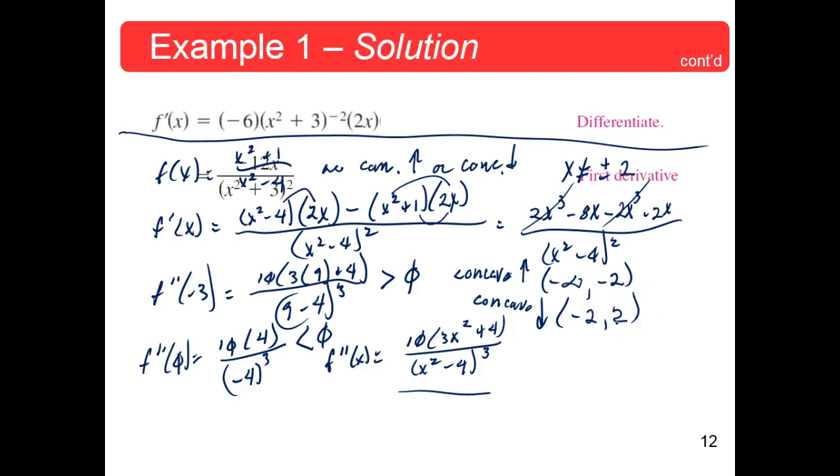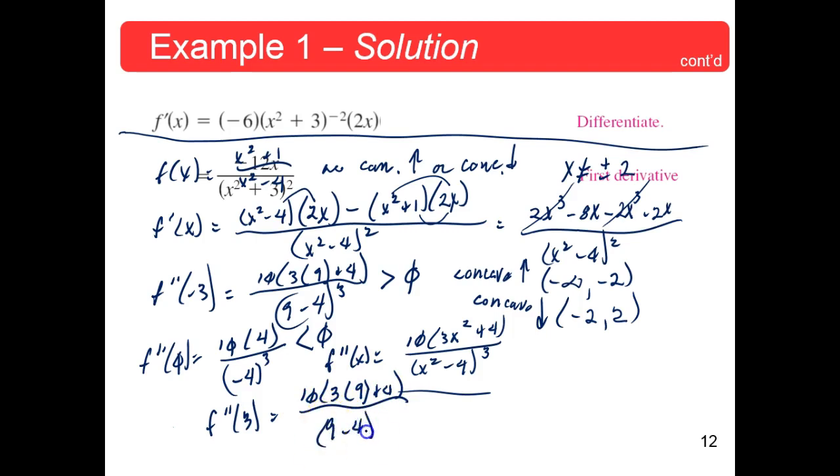Okay? And then we need one more test point. Where might that be? To the right of 2. What value? 3, I like 3. f double prime of 3 will be: 10 stays 10, 3 stays 3, 3 squared becomes 9, plus 4, divided by 3 squared, which is 9, minus 4.